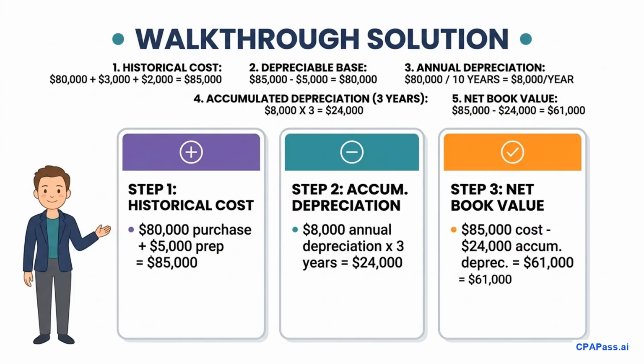Let us solve our opening walkthrough. The company purchased equipment for $80,000 plus $3,000 for shipping and $2,000 for installation, giving us a historical cost of $85,000. With a $5,000 salvage value, the depreciable base is $80,000. Over a 10-year useful life, straight line depreciation is $8,000 per year. After 3 years, accumulated depreciation totals $24,000. Applying our cost model formula, the net book value is $85,000 minus $24,000, which equals $61,000. This is the exact value reported on the balance sheet.